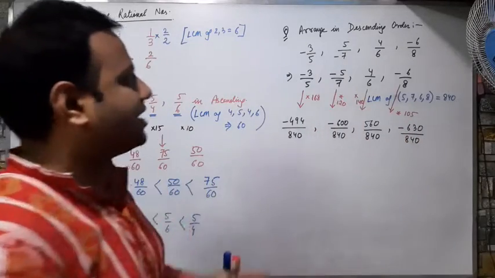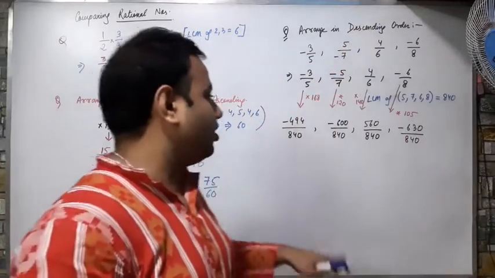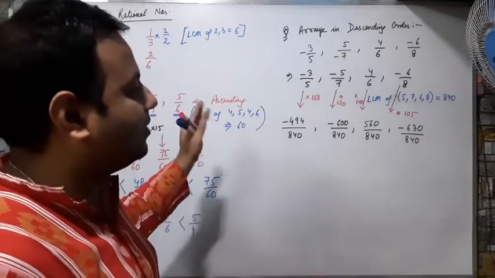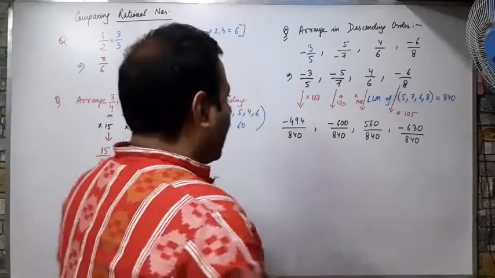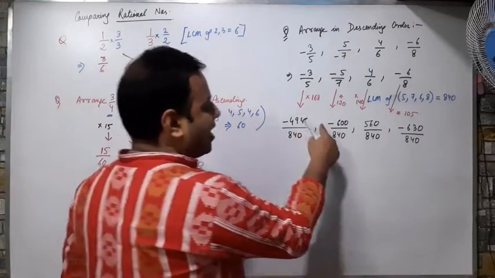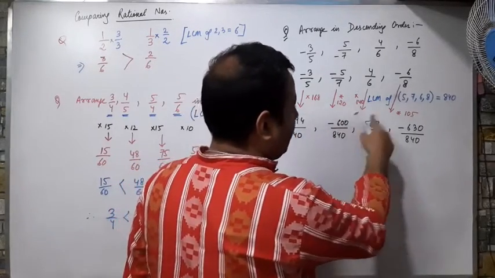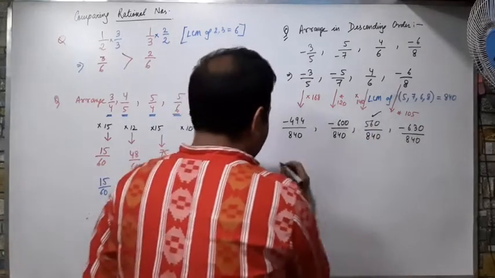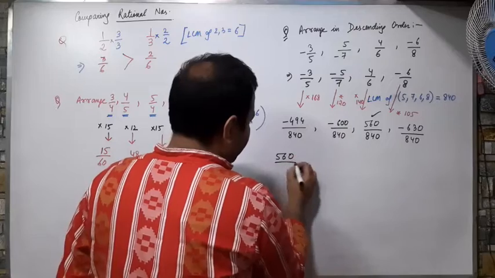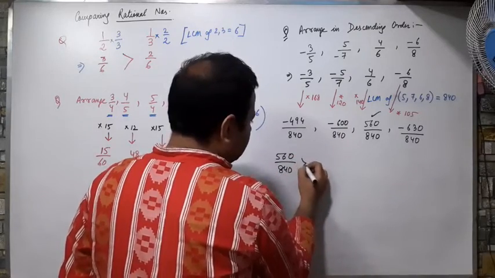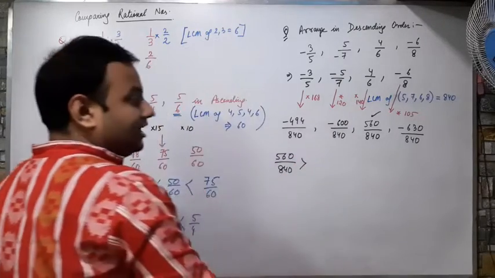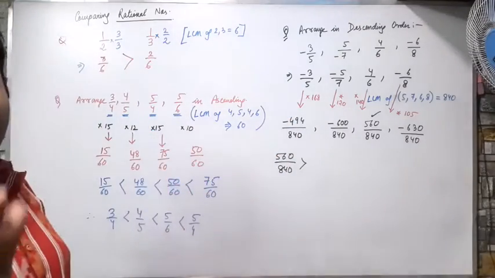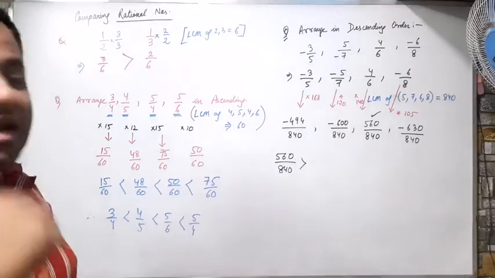So I was asked to arrange in descending order. My denominators are same. I have to see the largest number. So what is the largest number here? I have minus 494, minus 600, plus 560 and minus 630. So the largest number is this one. So I will write 560 by 840 is larger than which one? Then the next larger number is this one. Because in negative, the number which is smaller is actually the larger one.